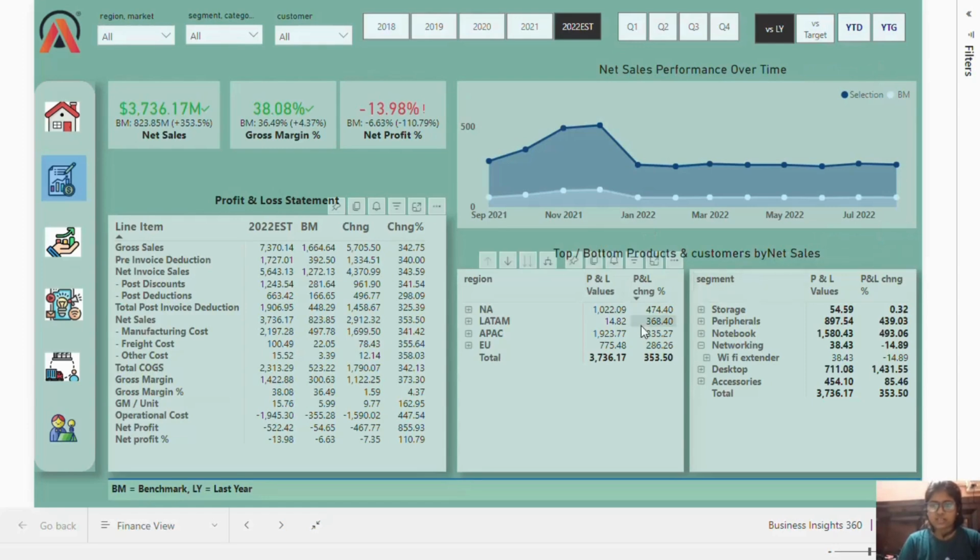And these two charts show the top and bottom products and customers. So in this chart, you can see here in the networking segment, we made some loss. So we need to address this issue. We may contact the respective authority to figure out the real cause for the loss. So next, move to the next view.